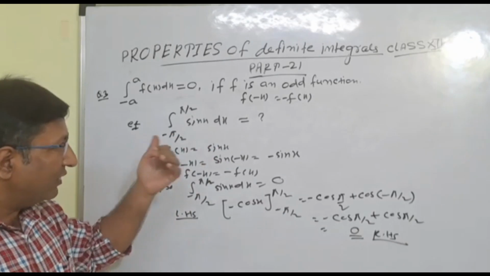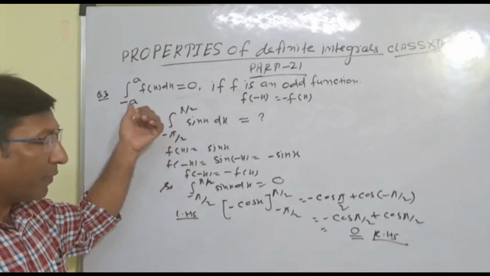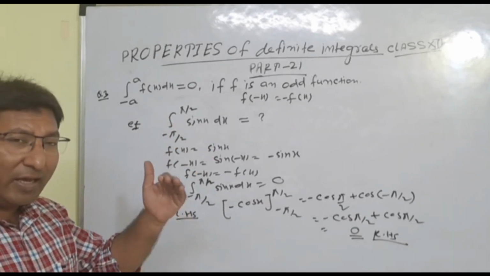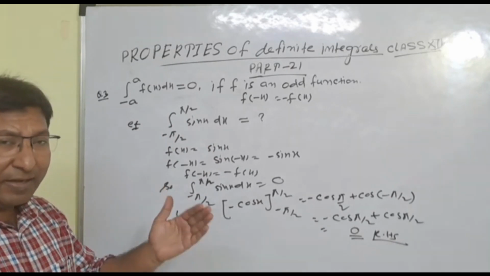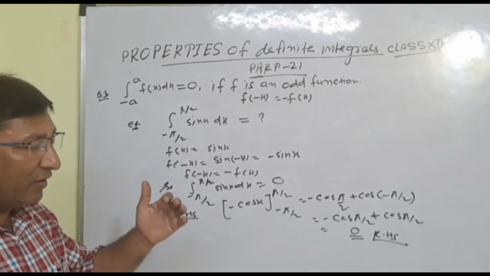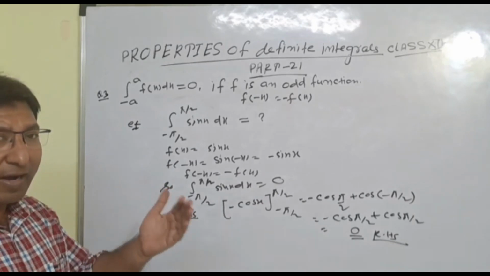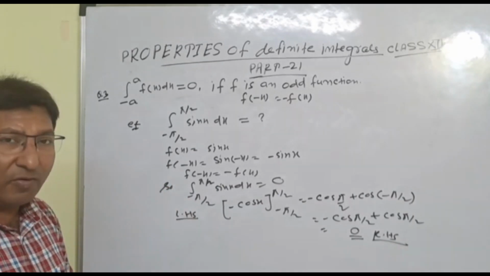Okay. So the integration from minus pi by 2 to pi by 2 of sin x dx is 0. Why? Because this is an odd function. So this is the property: the integral from minus a to a of f of x dx equals 0 if the function is odd, that is f of minus x equals minus f of x, then our answer will be 0.